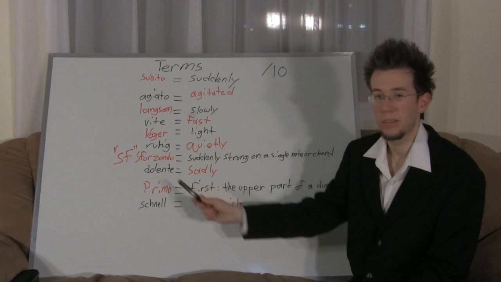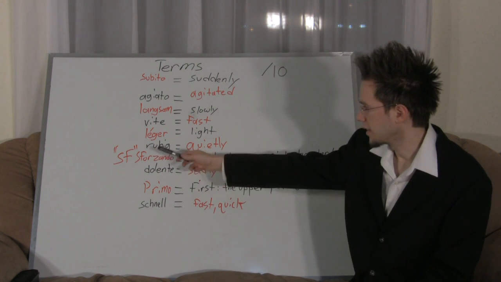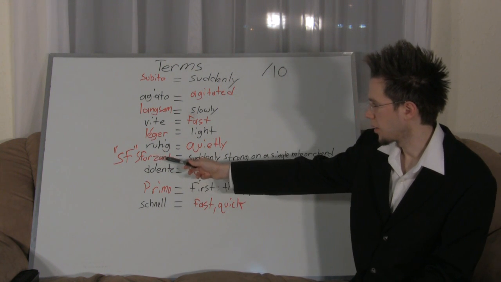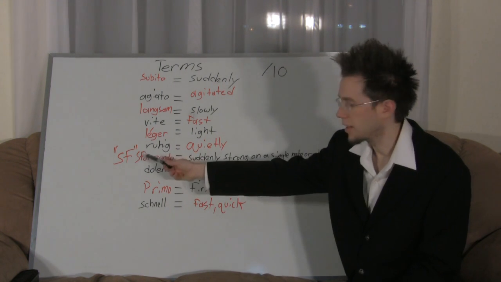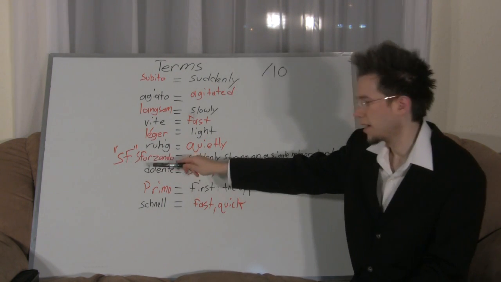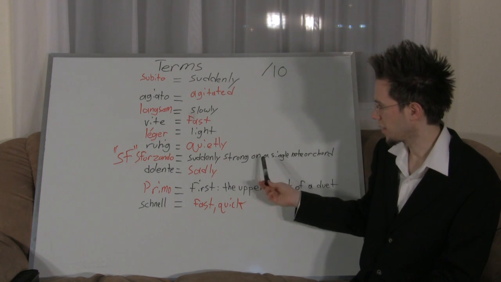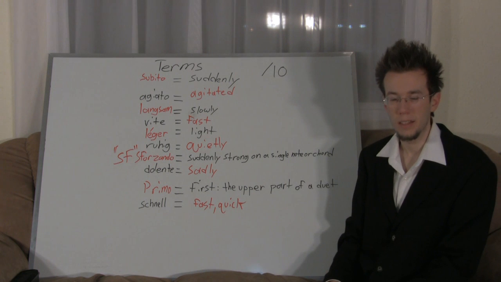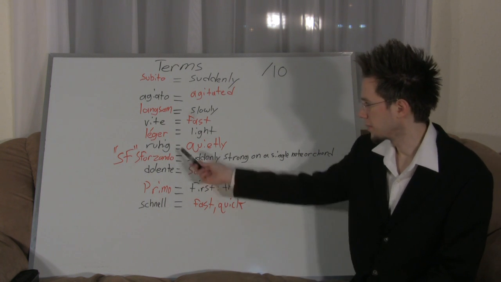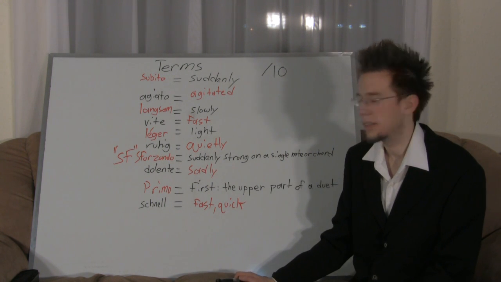So that's SF in the sheet music, and it's spelled S-F-O-R-Z-A-N-D-O. Now, if you wrote the SF and you knew it's forzando, then I'll give that one to you. Or if you just wrote forzando, that's right as well. Either one is correct, really.